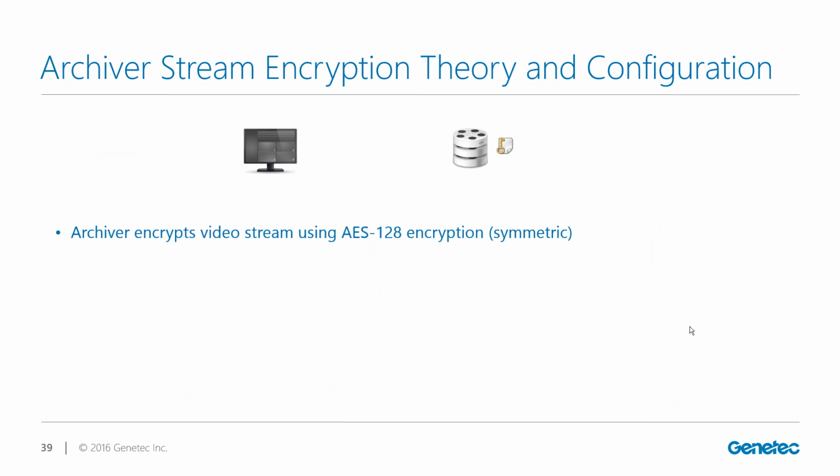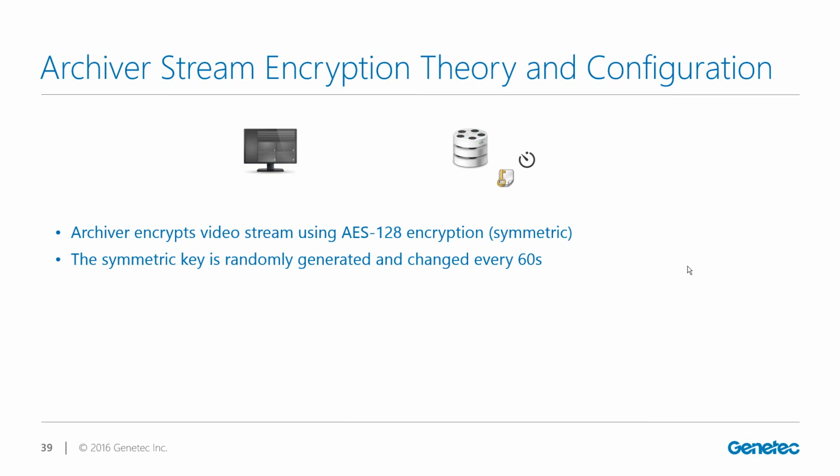So taking a look at this in a little more detail, the first thing that happens when the video comes in, I'm saying video, but of course this is archiver stream encryption. So we can do video, we can do audio, we can do metadata. Any one of the streams that comes in, if we have this turned on, will get encrypted. In our example, we're using a single video stream. It encrypts the video stream using AES 128 encryption, so it's 128-bit encryption, using a symmetric key. Now this symmetric key is randomly generated, and that changes every 60 seconds. That's not stored at all, that's just being used by the archiver.